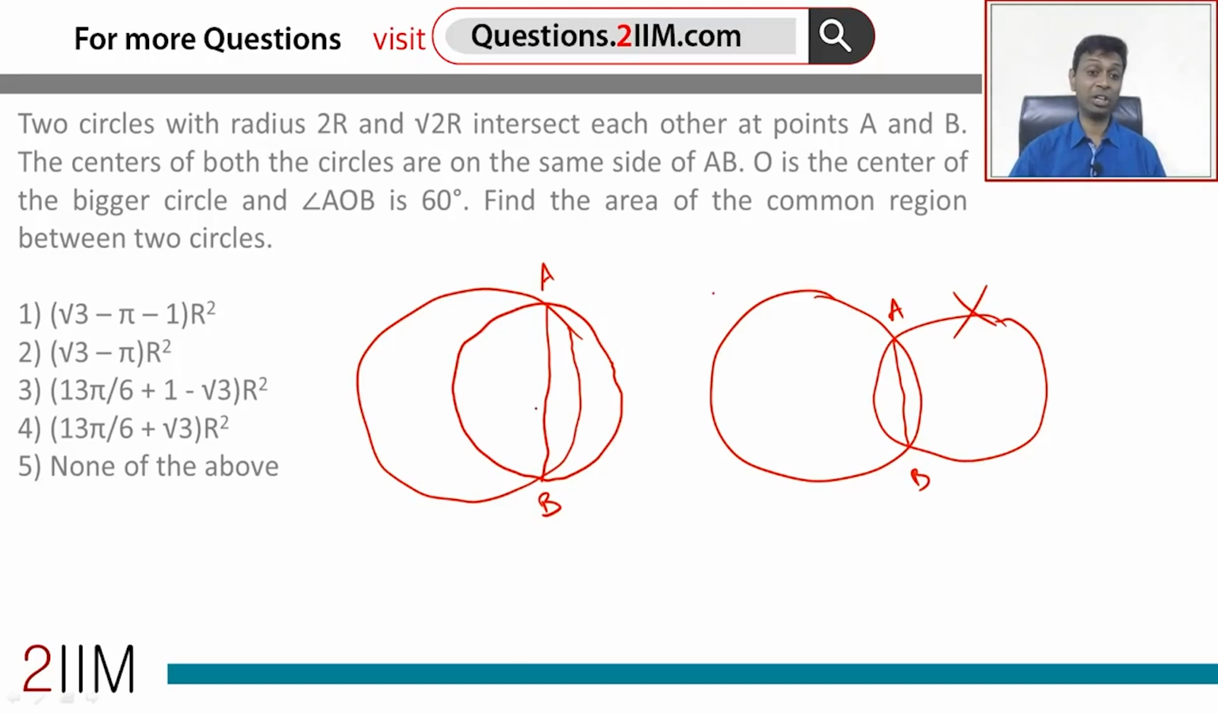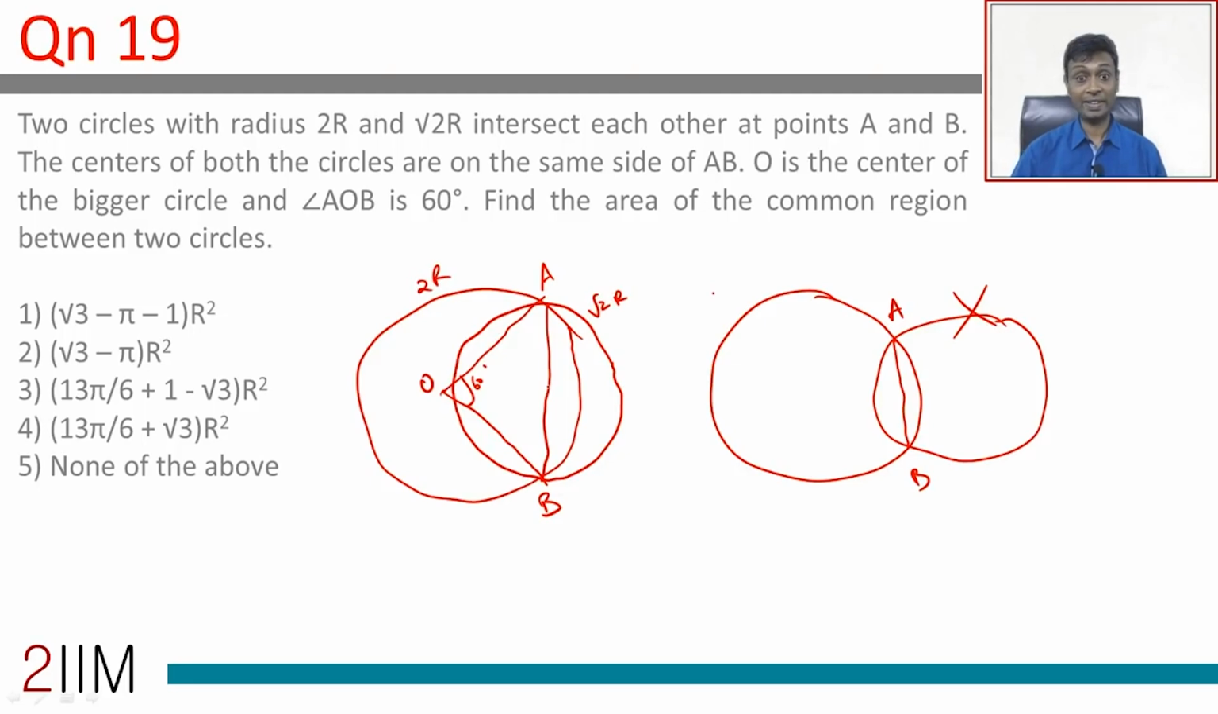O is the center of the bigger circle. So O is the center of the bigger circle here. Angle AOB is 60 degrees. Bigger circle is 2r, smaller circle root 2r. Find the area of common region between the two circles. So we're looking to find this area.